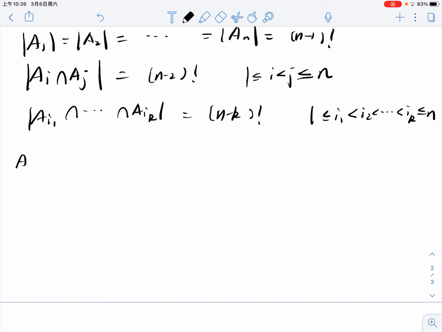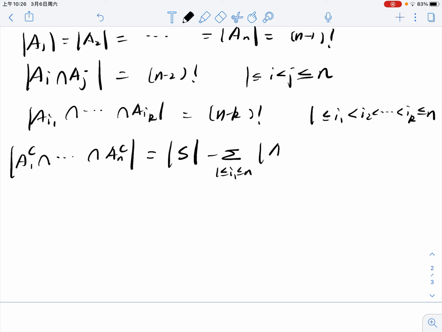Then recall the inclusion-exclusion principle tells you the following formula: the cardinality of S minus the summation of cardinalities of one intersections, plus the summation of cardinalities of two intersections.